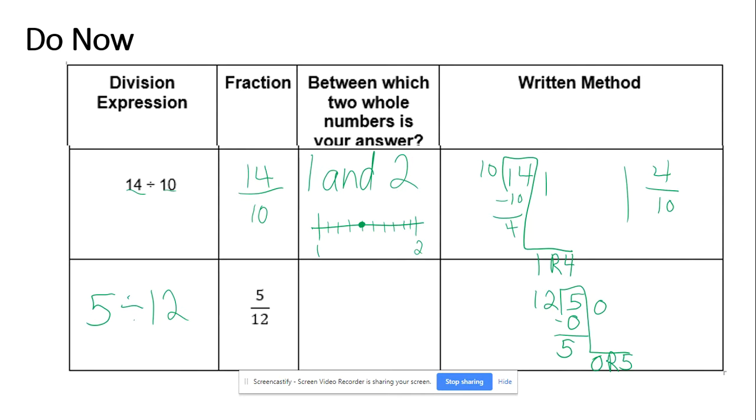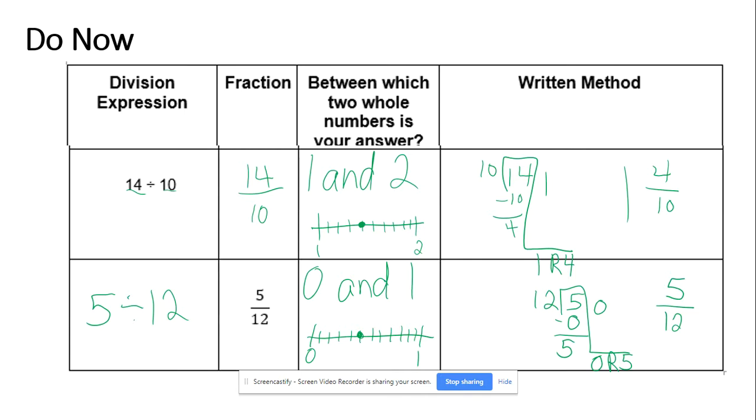So let's write this as a fraction. We have no wholes. 5 is going to be our numerator because that's how many we have left over. We divided by 12, so that's our denominator, 5/12. We know that 5/12, let's see, there's no wholes. So that means that our first number is going to be 0. 1 more than 0 is 1. We'd have to divide 0 and 1 into 12 equal parts. And now we're going to plot this on the fifth point. We can see that this 5/12 is between 0 and 1. So between which two whole numbers is your answer? Between 0 and 1.